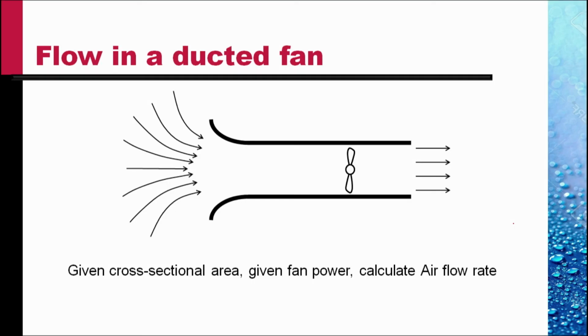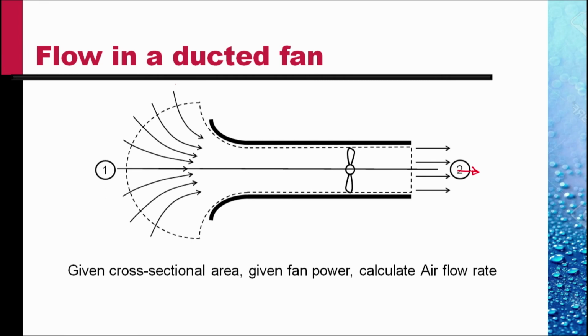Let's do another example of flow in a ducted fan operating in a duct with a smooth bell-shaped entrance. This fan sucks in air from all around and the air exits as a jet. Given the cross-sectional area and given the fan power, calculate the air flow rate. That's the problem.